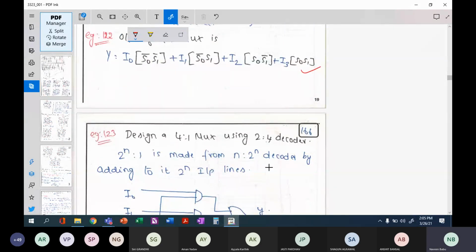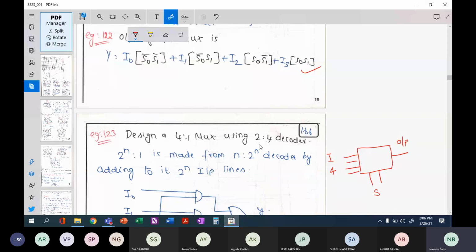Before that, let's take an example. You have to design a 4x1 multiplexer using a 2x4 decoder. Don't get confused by looking at the different blocks, a multiplexer block and a 2x4 decoder block. What is your objective? Your objective must look like this: I will have 4 inputs and 1 output, and if I have 4 inputs, then how many select lines are required? I need 2 select lines. These are my inputs. This one is my output.